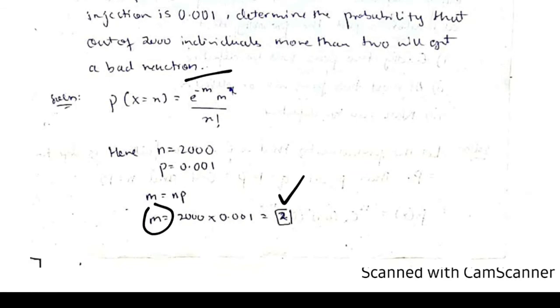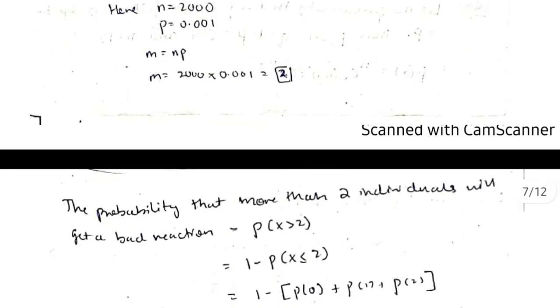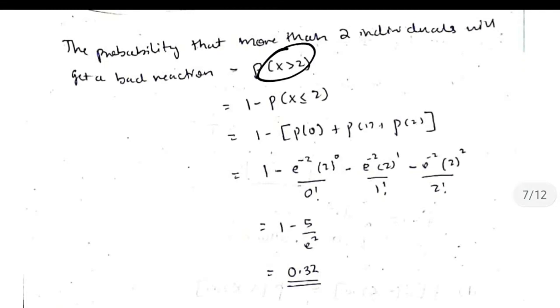After getting m, substitute that here. Then we'll find out what they have asked for. They have asked for more than 2. More than 2 means greater than 2. Greater than 2 means 1 minus p of x less than or equal to 2. This we will expand here.